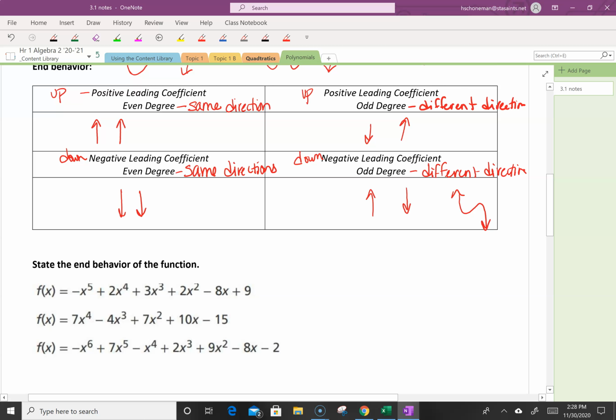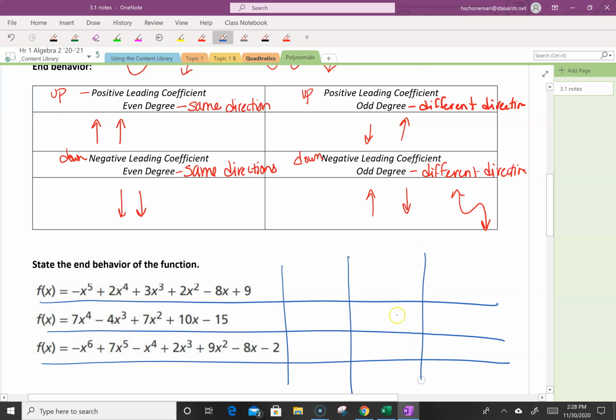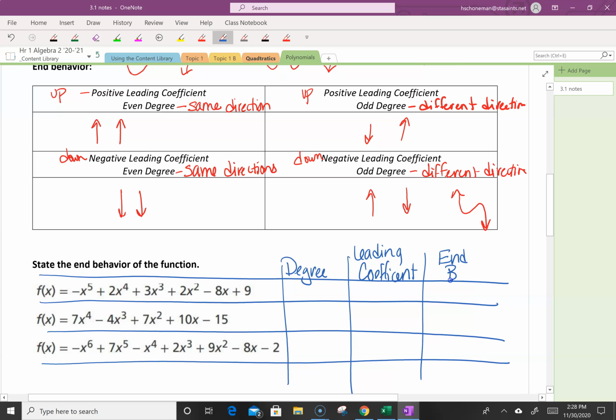All right, so now let's look at some polynomials that are all in standard form and see if we can figure out their end behavior. And to do this, we're going to make a little chart with our notes. We're going to look at a couple of different things. Okay, we're going to look at the degree. We are going to look at the leading coefficient. And we're going to determine, based on those two things, the end behavior. So we're going to use this chart to figure it out.